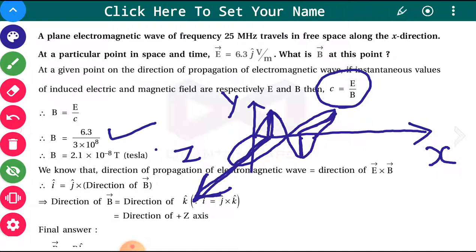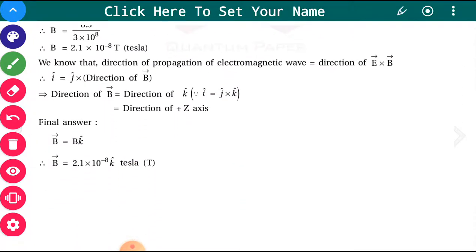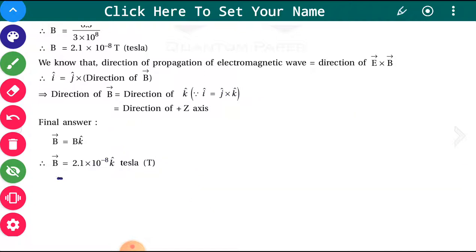So B can be easily found by placing the values of E and c. That value is 2.1 into 10 to the power minus 8 Tesla, and you can write it in vector form. This B vector is in the z direction, so it must be 2.1 into 10 to the power minus 8 k cap Tesla.